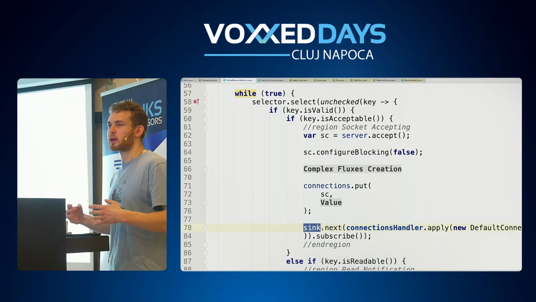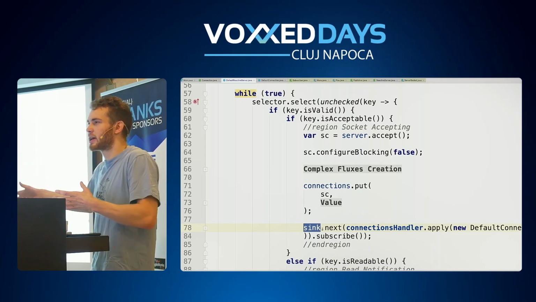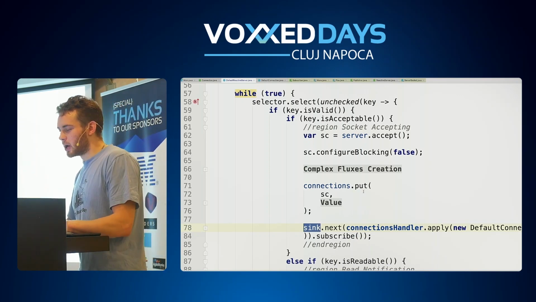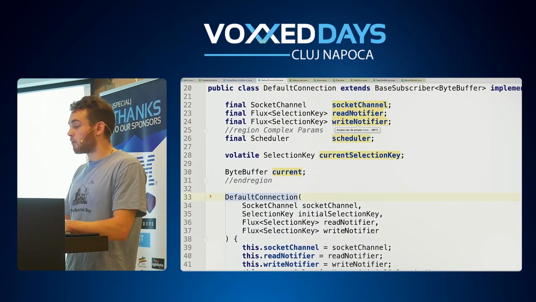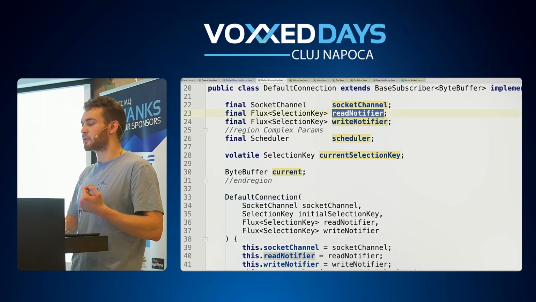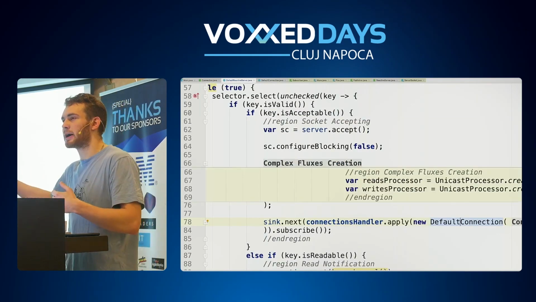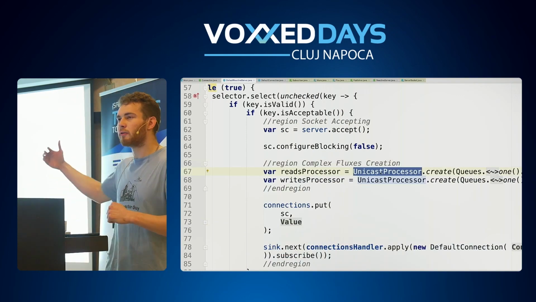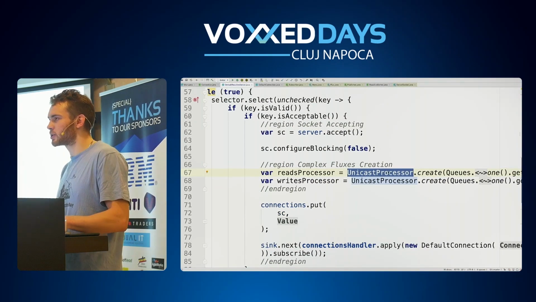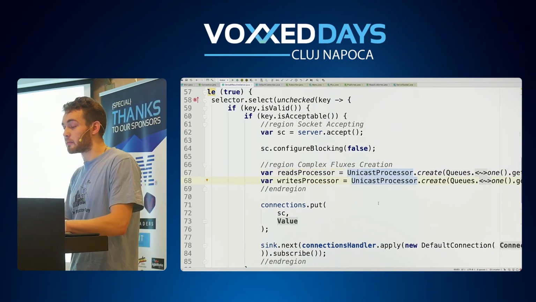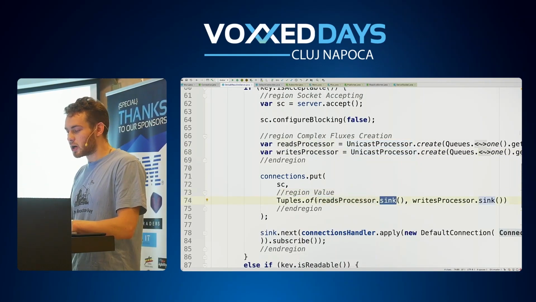A few words about what a sink is. Sink is a convenient way in Project Reactor to send data manually. You can supply data to the stream manually. You should remember that the default connection requires accepting two streams of data in the constructor, so we need to use a similar approach in order to supply these events manually. For that purpose, Reactor offers us something called a processor. So we use a unicast processor, which is a convenient way in Reactor to supply data manually.